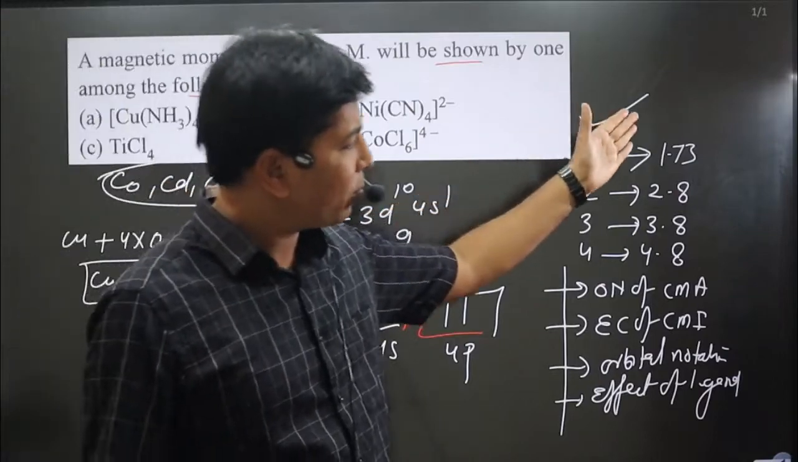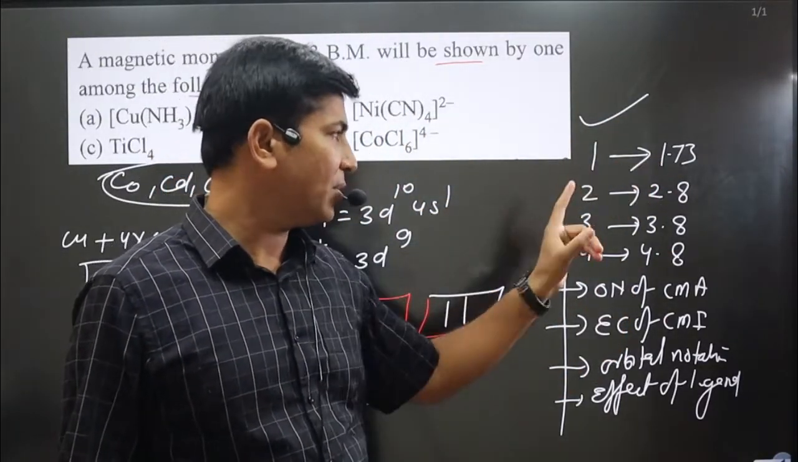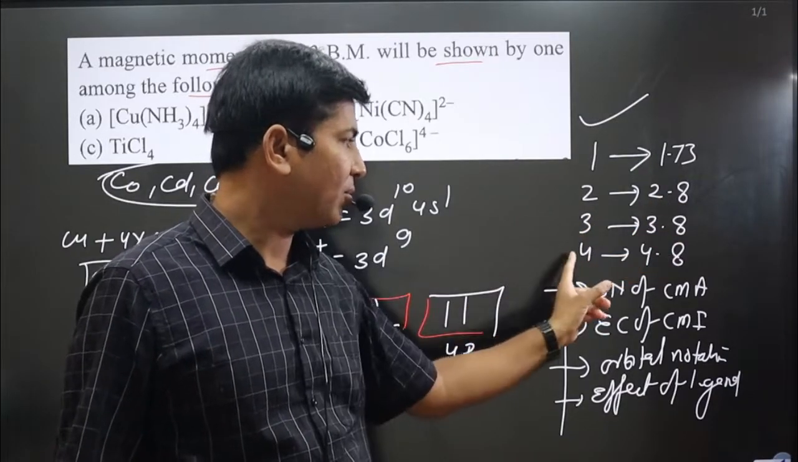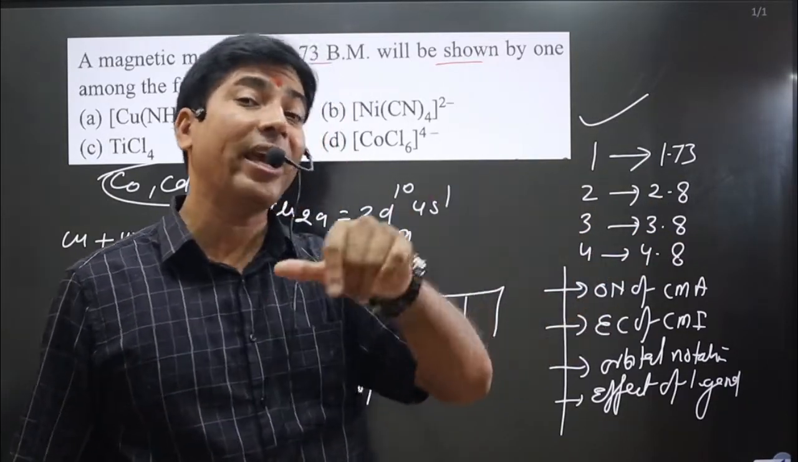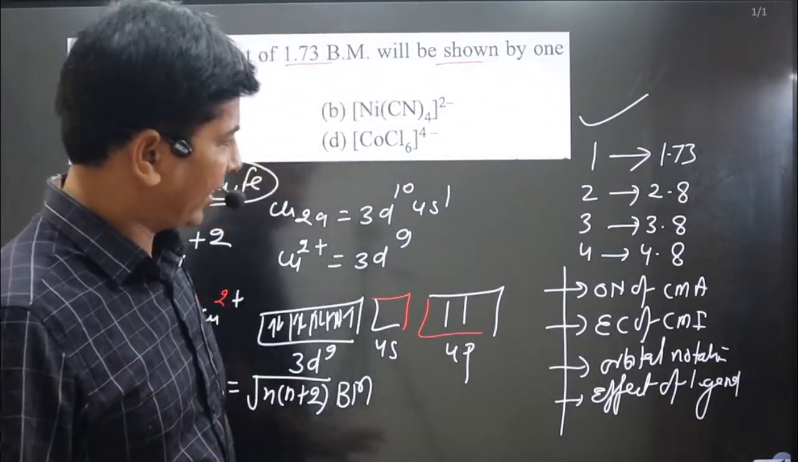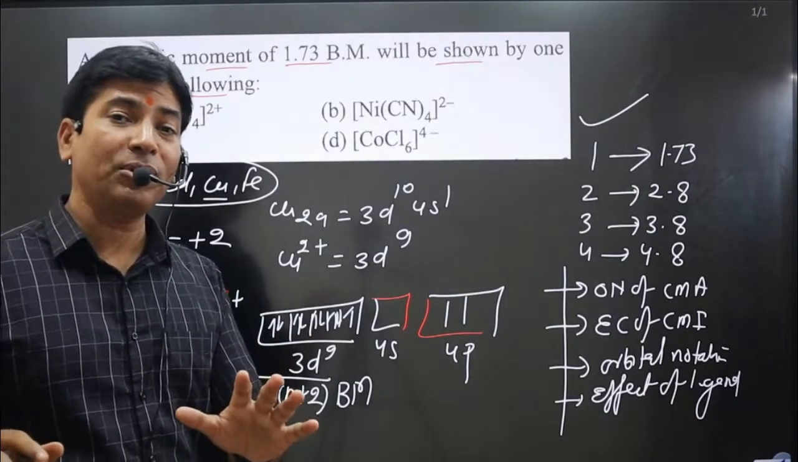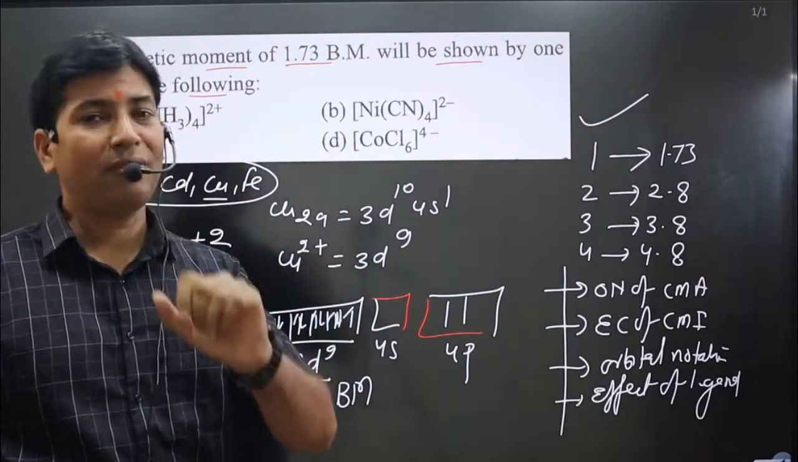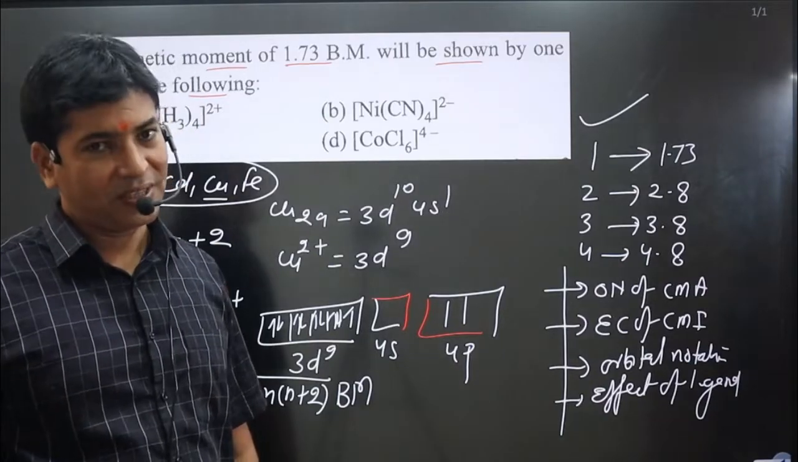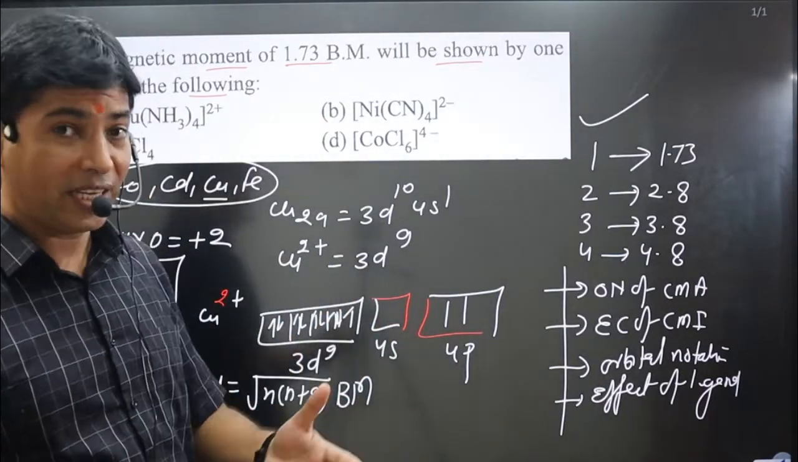You can see in the 0.8 pattern, these values are given there. 1, 1.7, 2, 2.8, 3, 3.8, 4, 4.8, 5, 5.9. It is also nearby 0.8. And beyond 5 you will not get any question, because the d orbital can have a maximum of only 5 unpaired electrons. So beyond 5 unpaired electrons, you will not get any complex. So it is very easy to answer.